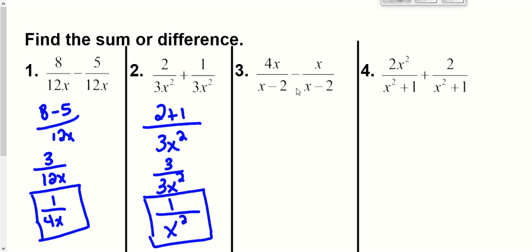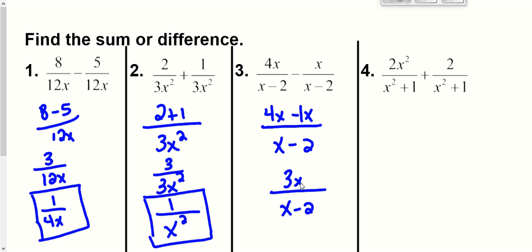All right, another subtraction. X minus 2 is the same on the bottom. So I have on the top 4x minus x over x minus 2. All right, so for this one, on the top, simplify. 4x minus 1x is going to give me 3x. On the bottom, I have x minus 2. And again, I cannot cancel those x's because on the bottom, it's x minus 2. It's not x times something. So there's my answer.